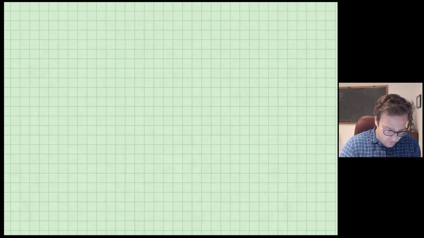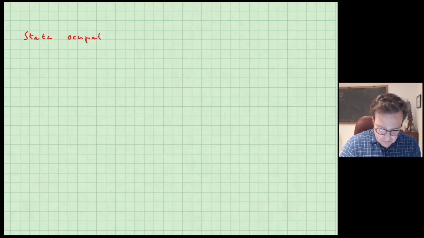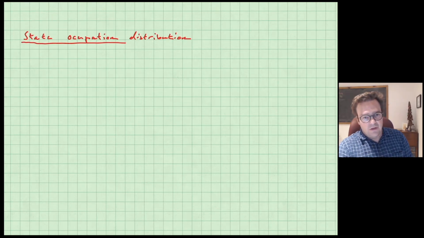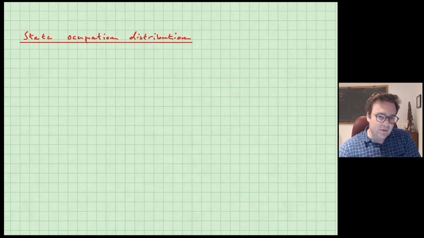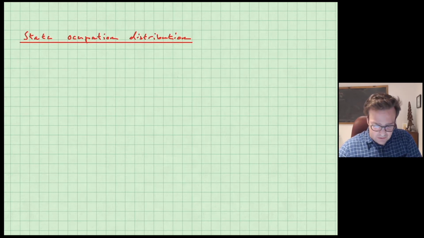I'll just tell you the name first, then we'll talk about what it is. It's called the state occupation distribution. And it's a vector, so you might find it named something with the word vector in it. More important than the name is what the quantity really is.